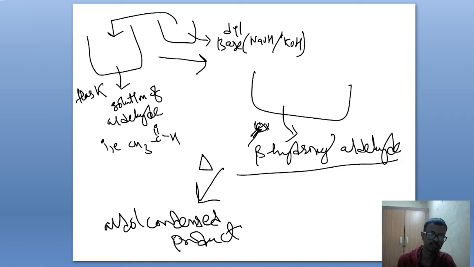The reaction is very simple. Take a solution of an aldehyde or a solution of a ketone and pour some base into it. After some time, you will get a beta hydroxyaldehyde or beta hydroxy ketone. Then heat this flask over a flame. Then you will get a condensation product. So this is the laboratory procedure.